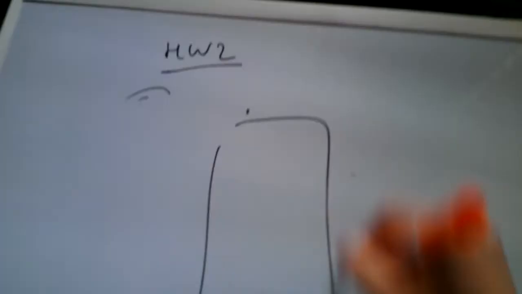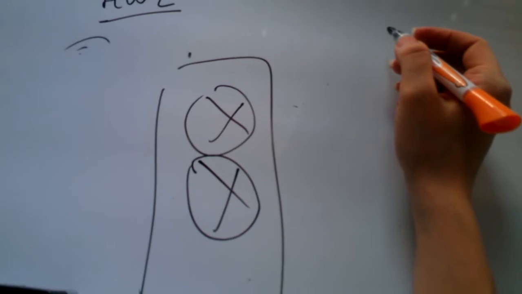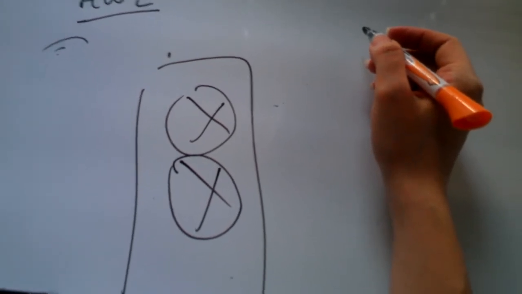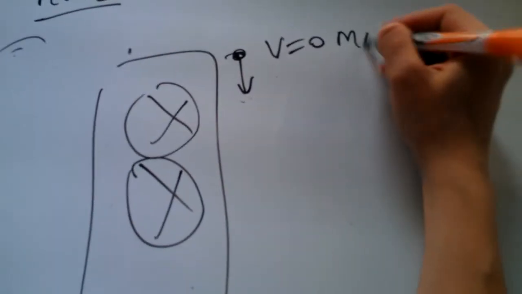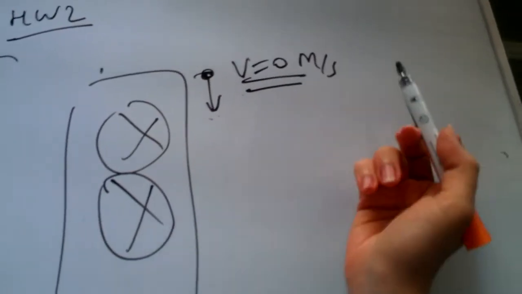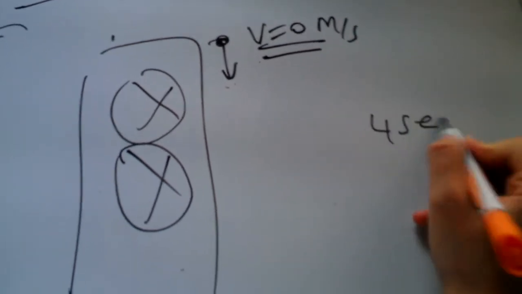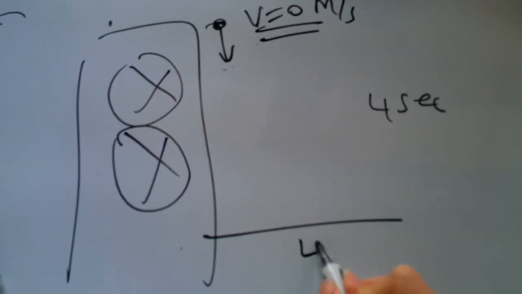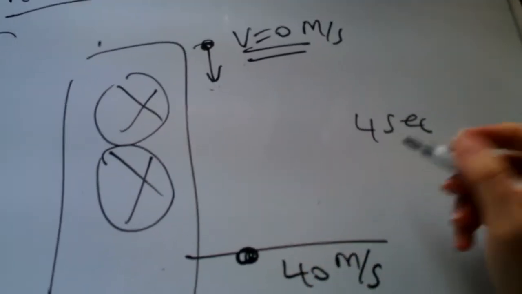Question number 9 says an object is dropped off a building. Here is the building. These are the windows. How far will the object fall during the next 4 seconds? So it's dropped from the building. If it says it's dropped, it means that we're not throwing it down. It's just dropped from rest, from velocity equals 0. After 4 seconds, we know the velocity is 40 meters per second. So we ended up with 40 meters per second.